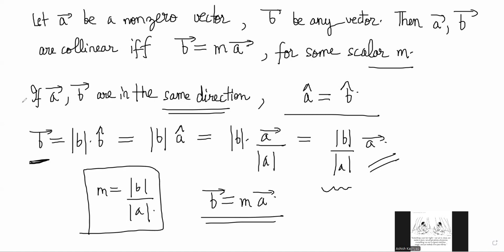Again, repeating the condition for collinearity: if two vectors are collinear, then one of them should be a scalar multiple of the other. It's very important that you understand why this is happening. Now, what are the consequences of this result?